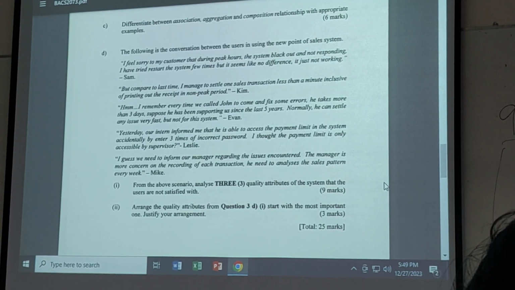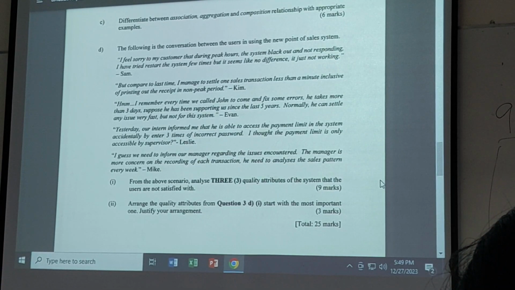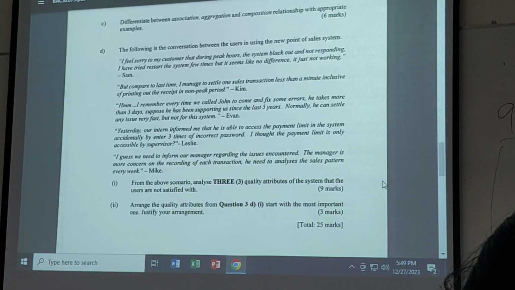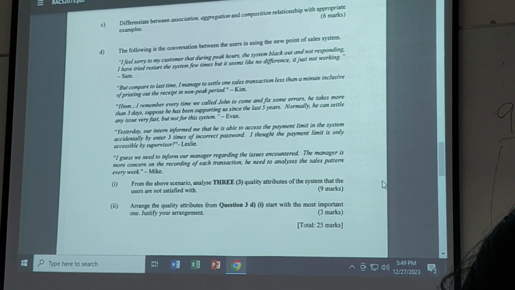From the above scenario, analyze 3 quality attributes of the system that users are not satisfied with. What are the quality attributes? First one, the performance, right? Very slow, even hangs, you understand? Not responding. So second is what?